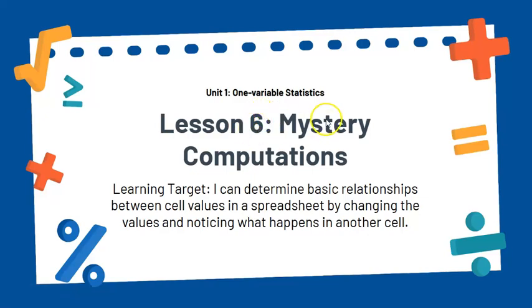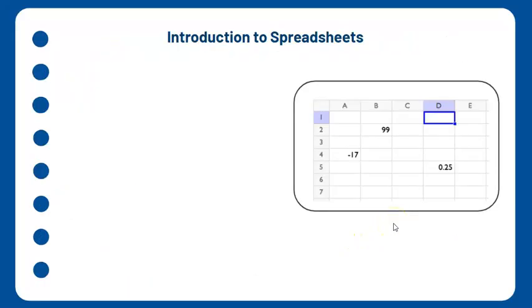This is Lesson 6, Mystery Computations. Our learning target is I can determine basic relationships between cell values in a spreadsheet by changing the values and noticing what happens in another cell. Spreadsheets are useful mathematical and statistical tools.